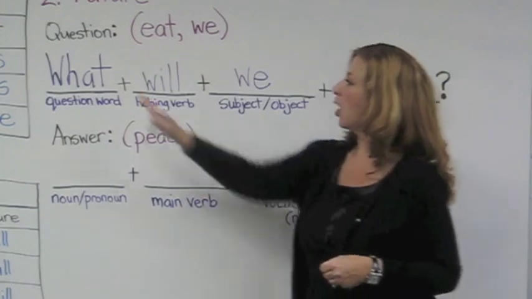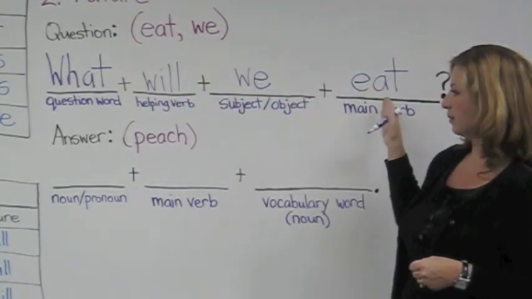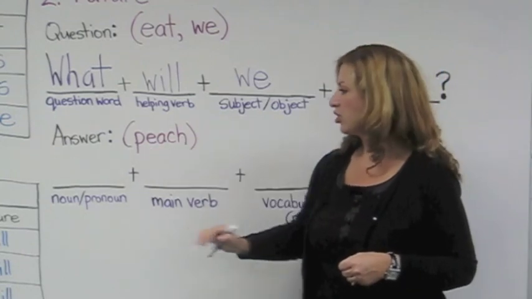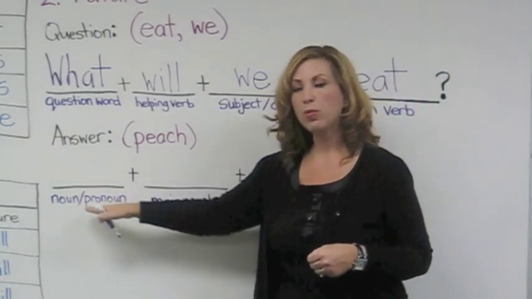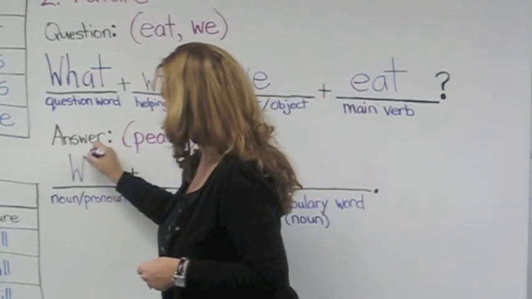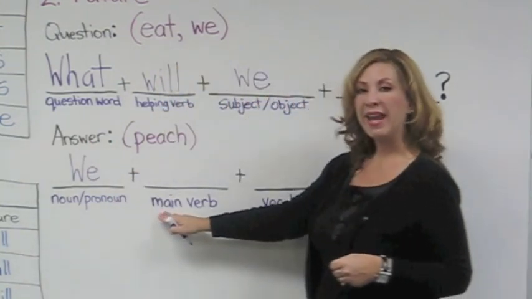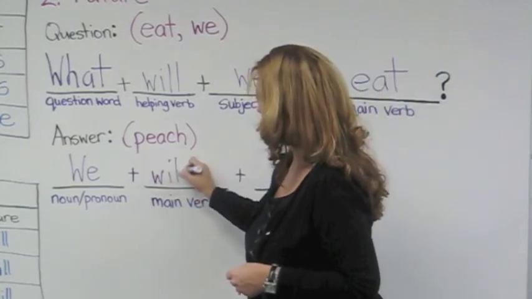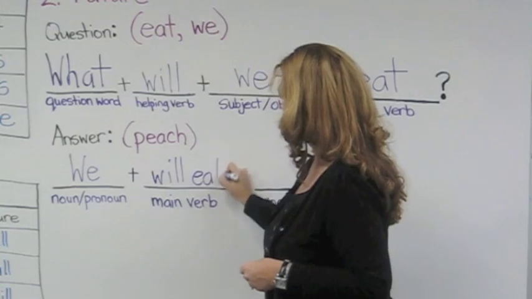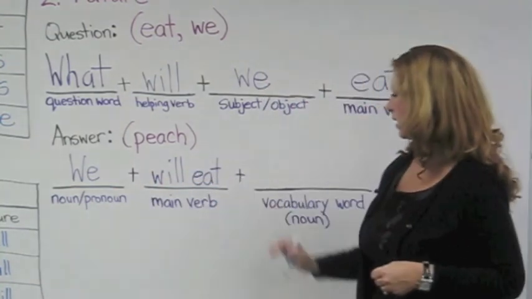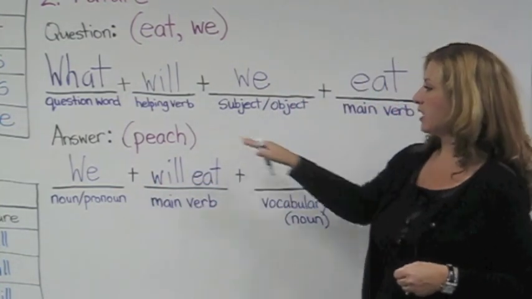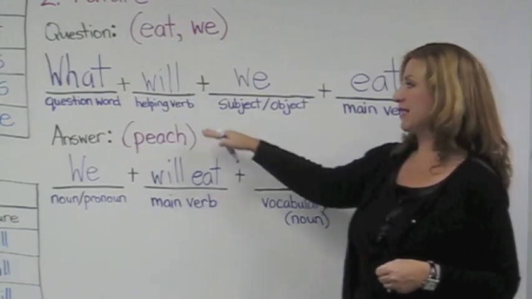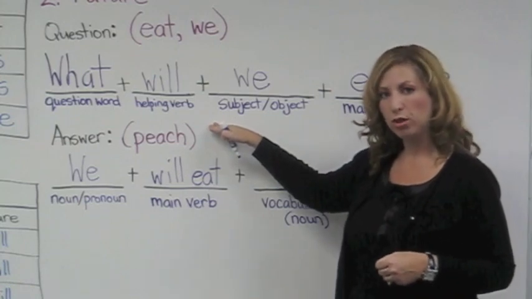So again, our question is, what will we eat? The answer is peach. So now we need to begin with our noun or pronoun, which is we. Our main verb is will eat. We will eat, and our word is peach. Now, when it's more than one person, that means it's plural. That means that the answer is also going to be plural.